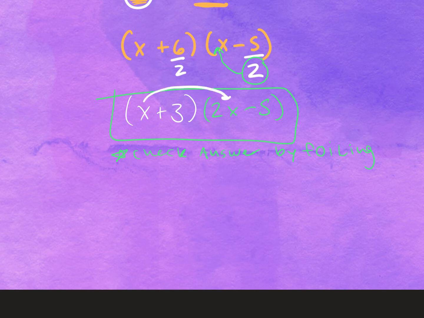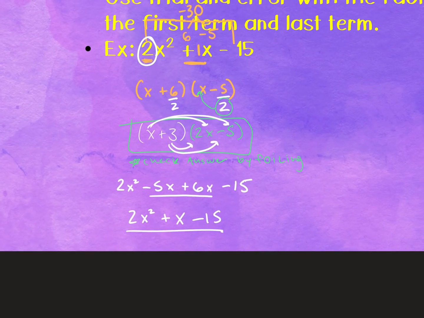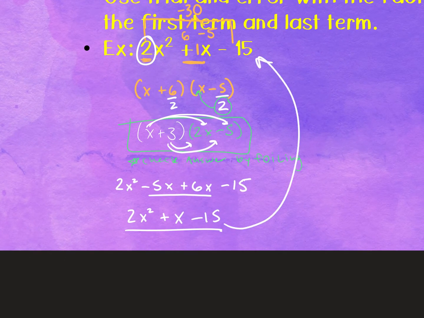So x times 2x would be 2x squared. X times negative 5 would be negative 5x. 3 times 2x would be 6x. And then 3 times negative 15 is negative 15. And then we combine our like terms. What are my like terms here? The x's. So that 2x squared stays the same, and it becomes plus x, because negative 5 plus 6 would just be 1, minus 15, which is the same thing as the original. So we can check our answers by foiling.